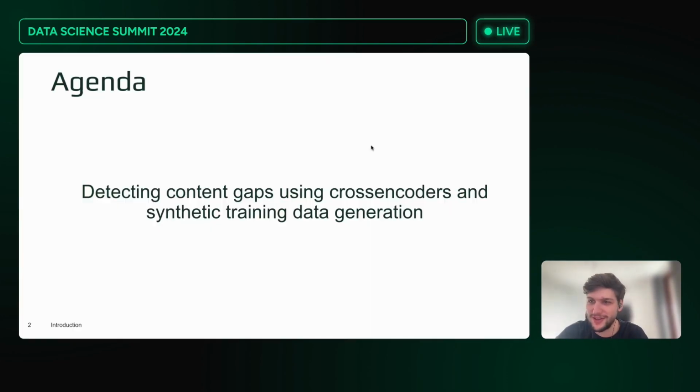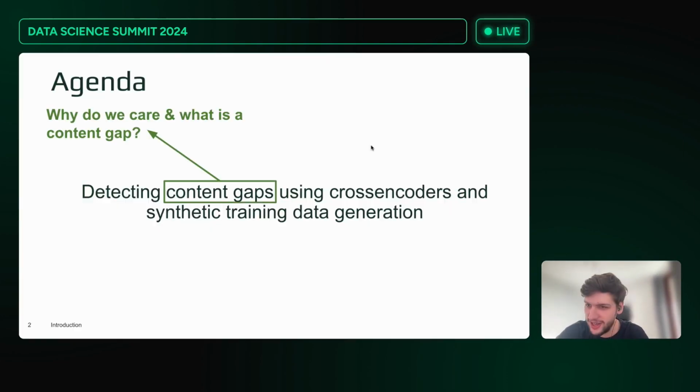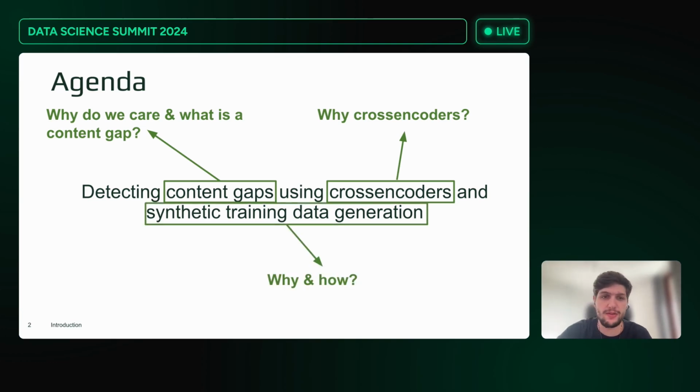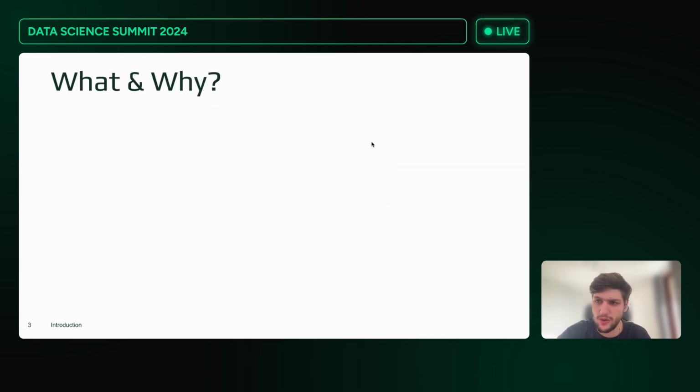So you have the title of the talk here. First, why do we care and what is a content gap? Then why crossencoders? Why is this our approach? What challenges have we faced? And then why do we bring synthetic training data generation into this whole problem? And specifically, how do we leverage synthetic training data generation, and what is the impact of actually using that training data generation? So what and why?